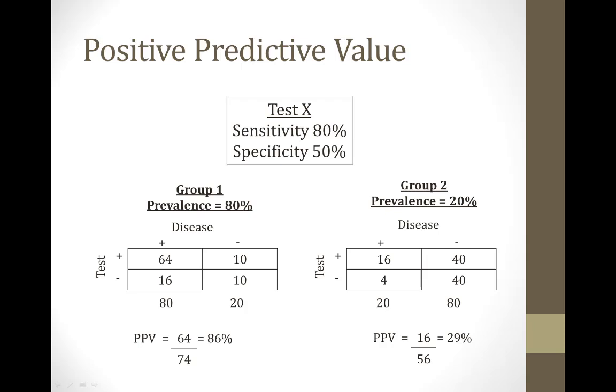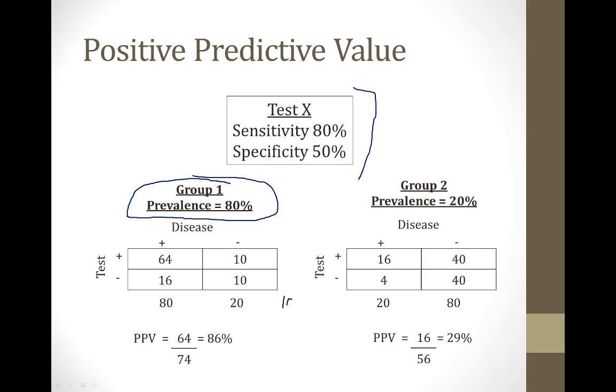They are the same no matter the prevalence of disease. We're going to repeat that calculation now for positive and negative predictive value. So let's suppose test X has a sensitivity of 80% and a specificity of 50%. And we're first going to test it in group 1 where disease prevalence is 80%.